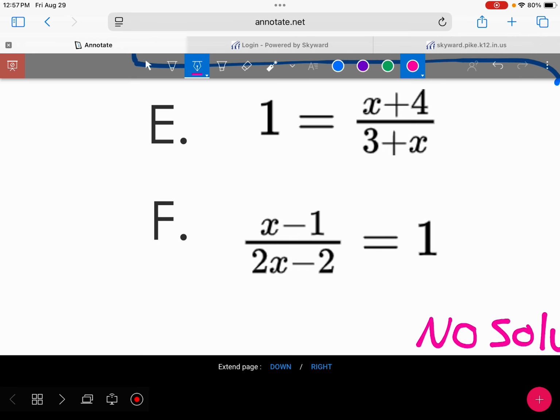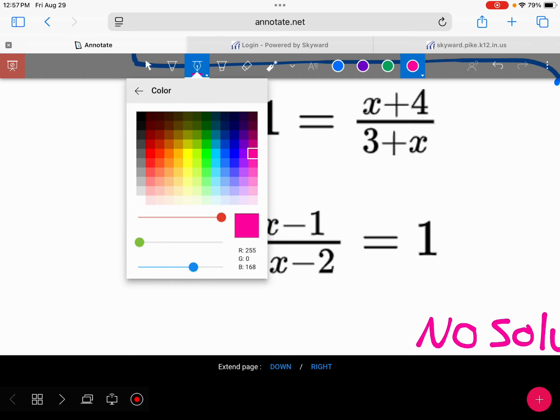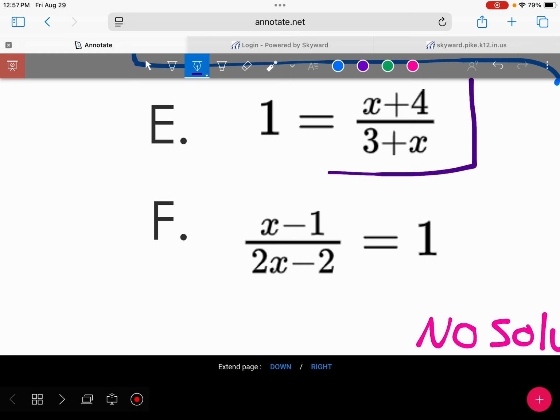So let's look at E, because E's a little weird. We want to know if there's any way I could get these two statements, x plus 4 and 3 plus x, that are in a fraction. I know we're super fans of fractions. Is there any way those two divided is going to make a 1? It could be negative numbers, but would that matter?